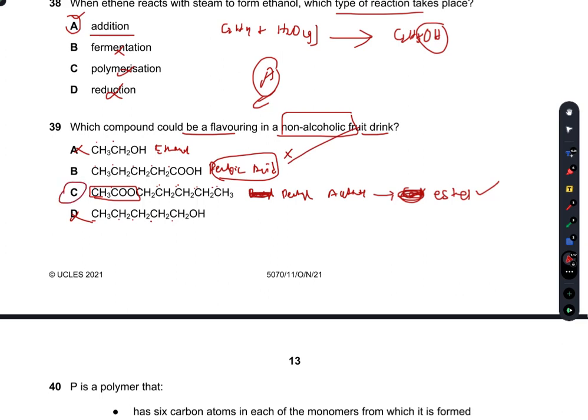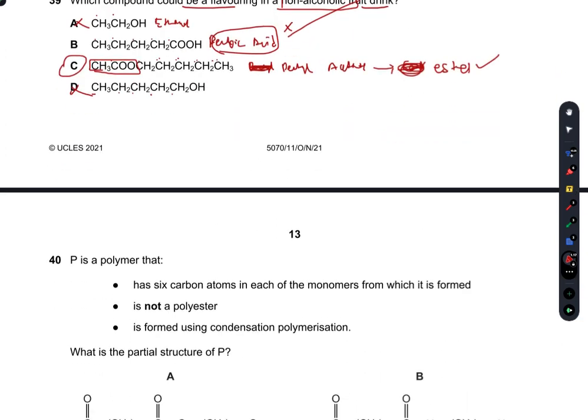So it is 1, 2, 3, 4, 5. It is pentyl acetate, which is an ester. So C is your right answer.